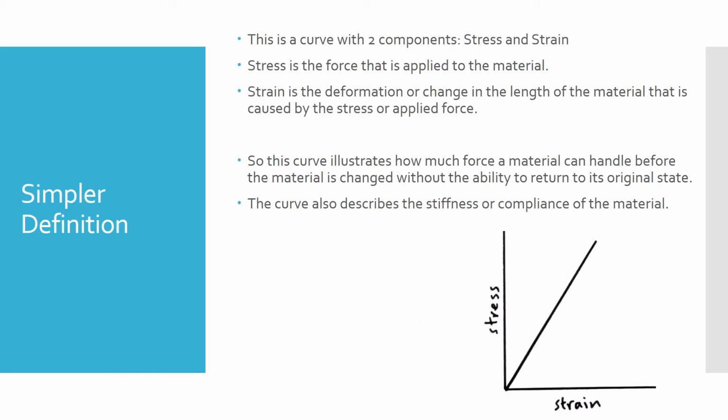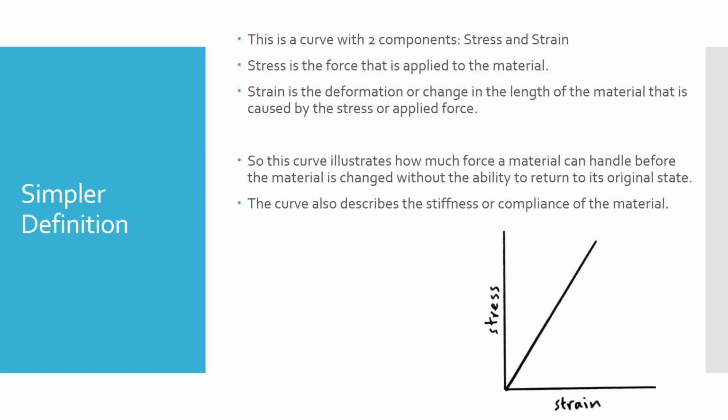To explain this concept more clearly, this is a curve that has two components to it, and they are stress and strain. Stress is the force that is applied to the material, and strain is the deformation or change in the length of the material that is caused by the stress or applied force. So this curve illustrates how much force a material can handle before the material is changed without the ability to return to its original length.